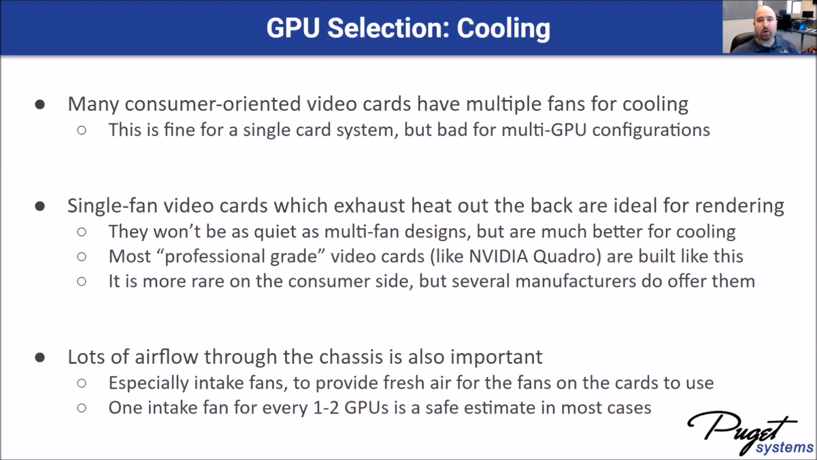A rough shorthand is one good size intake fan for every 1 to 2 video cards in the system. It's a lot more complex because there are different sizes and different speeds of fans, but that's a ballpark estimate. Again, the main idea is you just want to make sure that you're keeping enough airflow into the system to balance out with the exhaust from the cards and any other exhaust fans in the system as well.